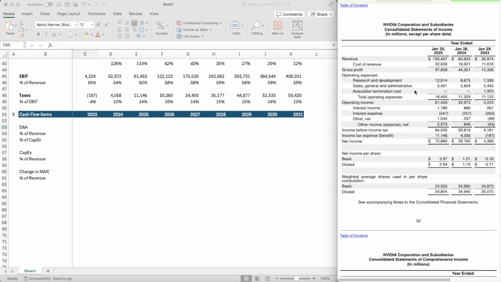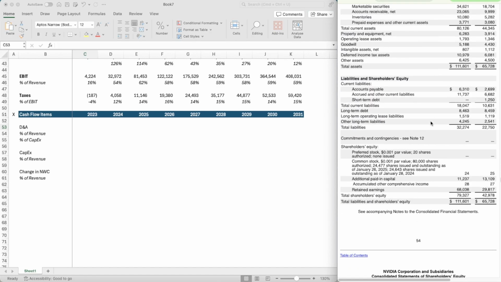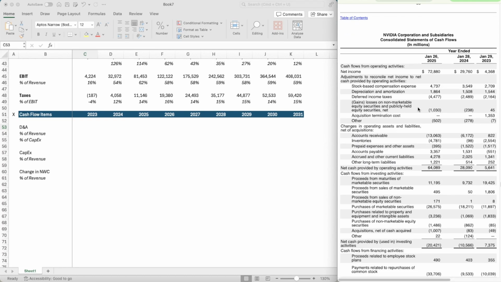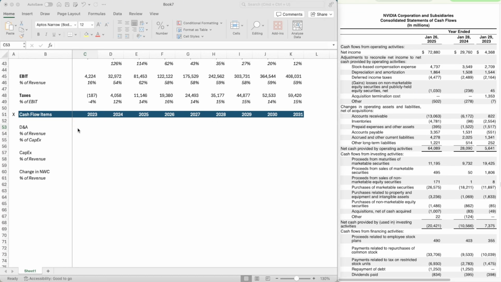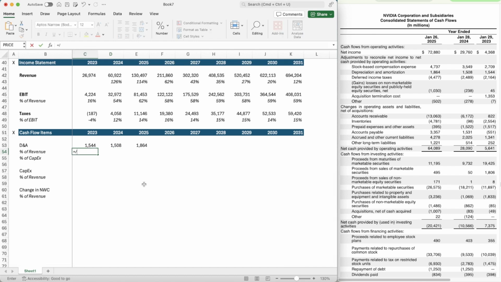So we do the same, so that was on the 10Q. This is the 10K. Let's start with the 10K so that we're going this way. Okay, so where is it again? 1544, 1508, 1864. This is a tiny amount of revenue, as a percentage of revenue, sorry. Before it was 6%, but now look at that, 1%.